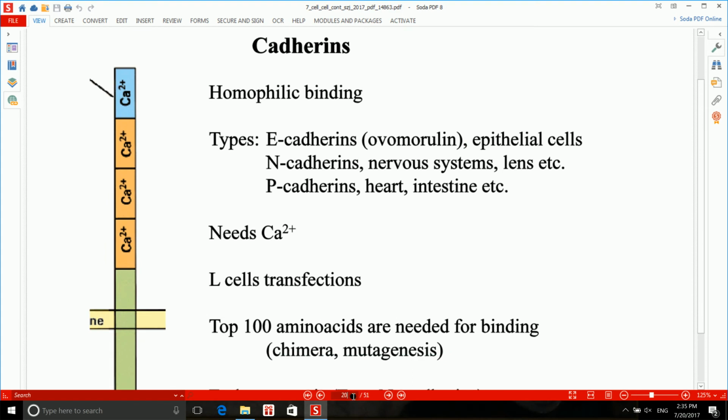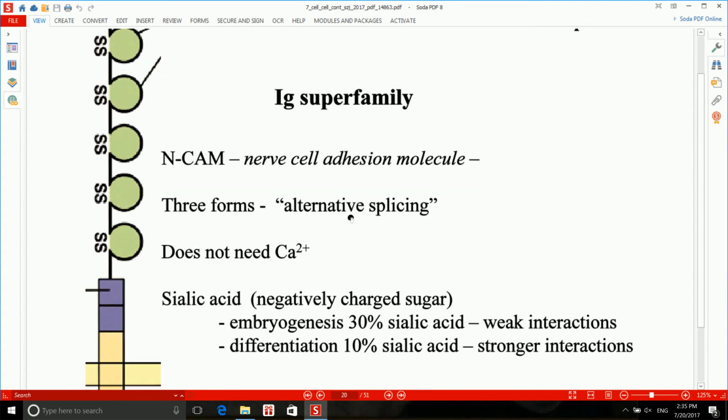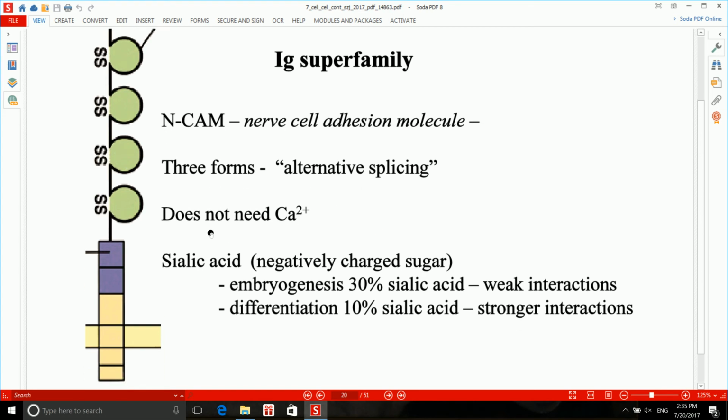Now, let's again talk about the Ig superfamily. The Ig superfamily consists of a big variety of proteins like NCAMs, which can be found in nerve cells. But specifically, we're going to talk about ICAM again when we're talking about extravasation. Again, as we mentioned, they do not need calcium for their action, and I do not think you need to know about sialic acid and their alternative splicing.